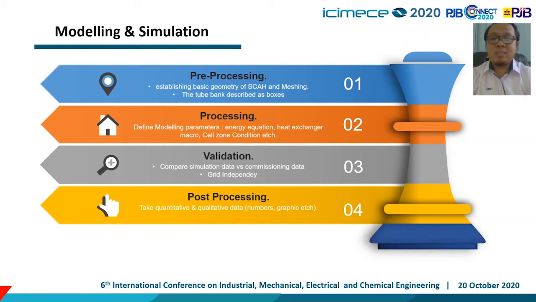So the steps of my study are: pre-processing, establishing the basic geometry of the steam coil air preheater and meshing. In this step, I just draw the tube bank as a box. Then processing, defining the modeling parameters, energy equation, heat exchanger macro, cell zone condition, and so on. And then the next step is validation, comparing the simulation data versus the commissioning data, and also conducting a grid independency. And then post-processing, taking quantitative and qualitative data, numbers, graphics, and so on.